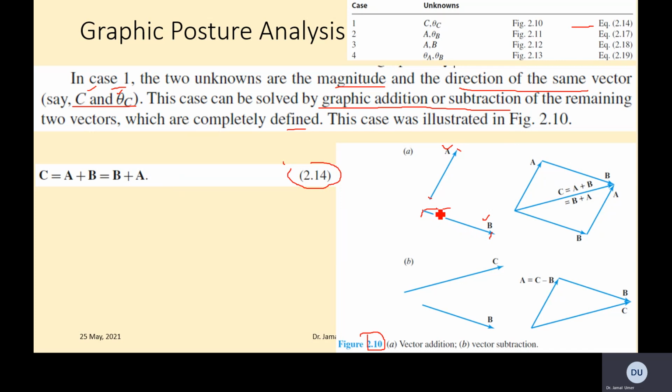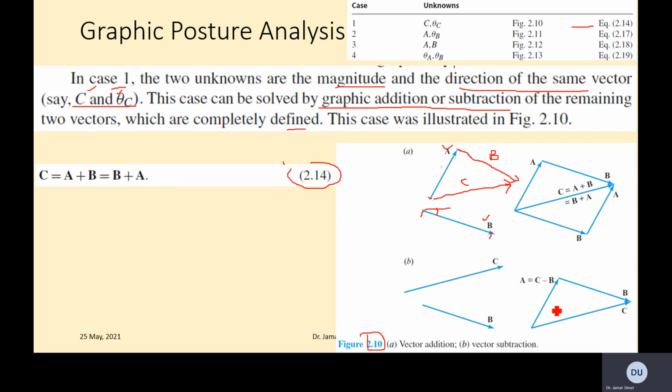So what is it basically? There are two options. One is you basically transfer this B vector over here. Just draw a parallel line to B, and then use the head-to-tail method, which you would have done in your elementary education. So this vector C would be the sum of A and B, right?